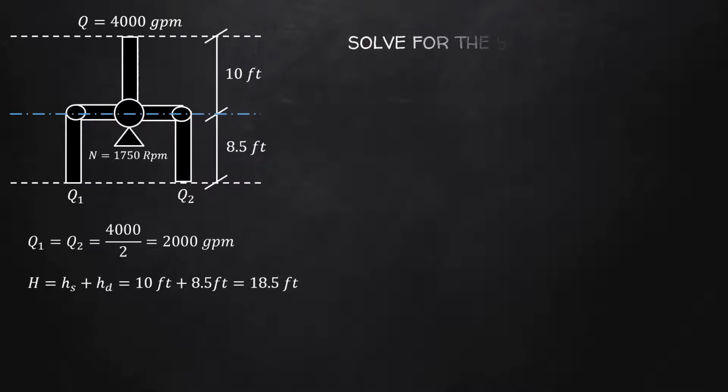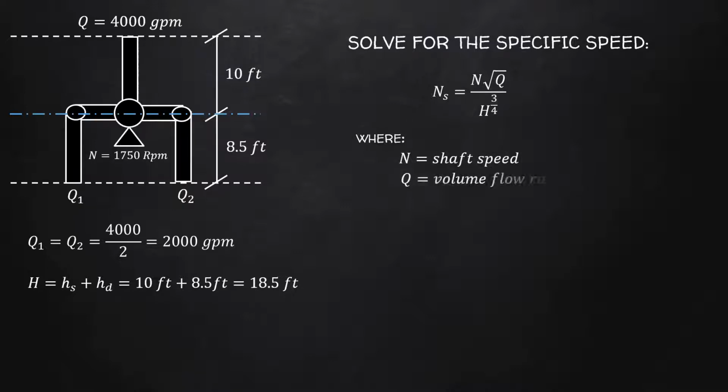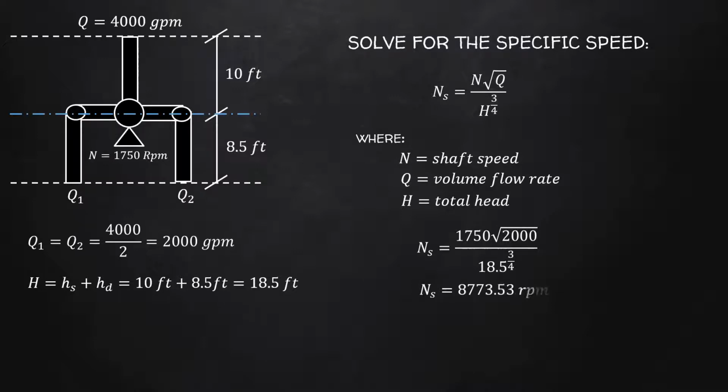We can now solve for the specific speed using the formula Ns is equal to N times square root of Q over H raised to 3/4, where N is the shaft speed, Q is the volume flow rate and H is the total head. Substitute all the given values and simplify. And we got 8,773.53 RPM.